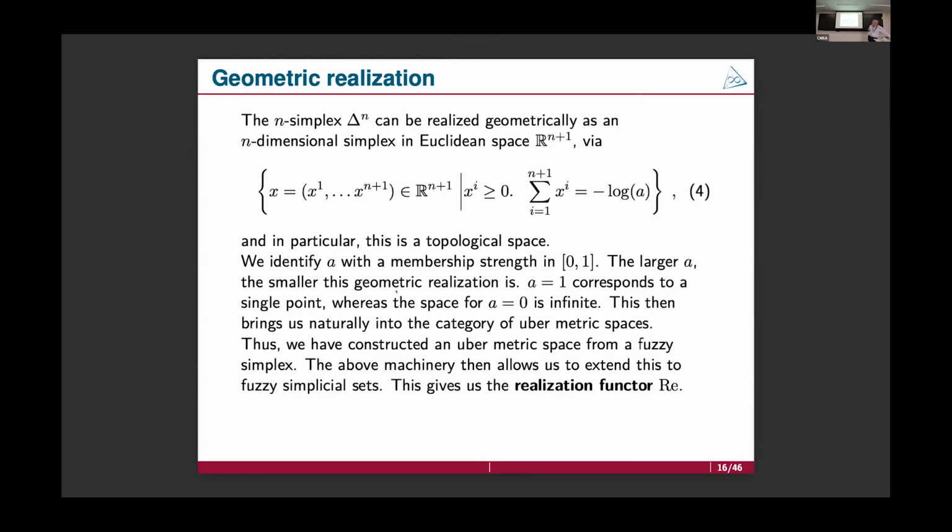So, as I already said, we identify A with the membership strengths, and the larger A, the smaller this geometric realization is, and A equal to 1 corresponds to a single point, whereas the space for A equal to 0 is infinite. And so this brings us naturally into the category of Uber-metric spaces. I will define that in a moment.